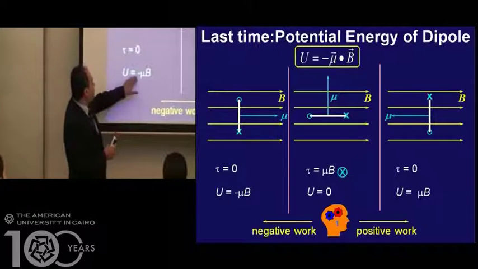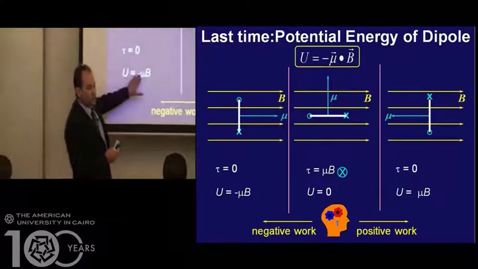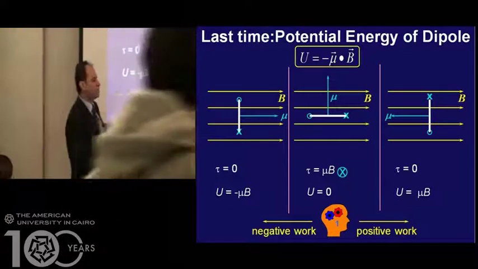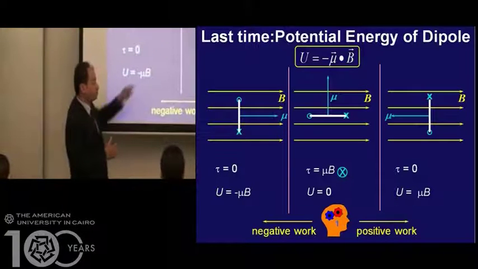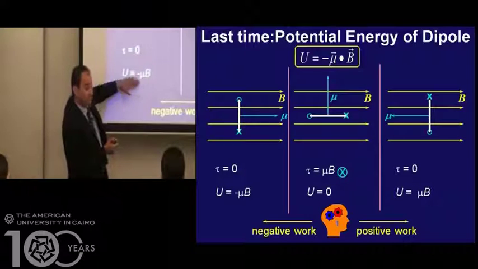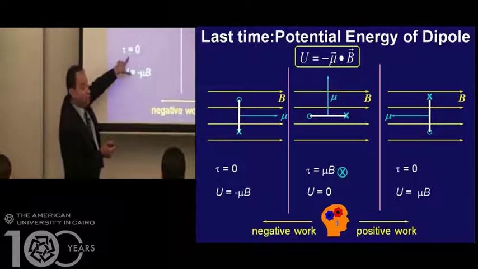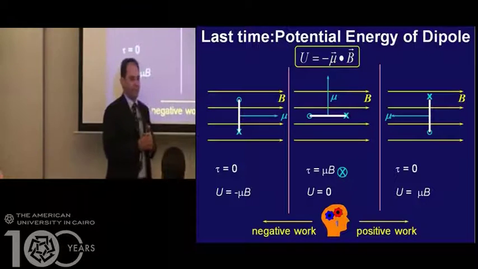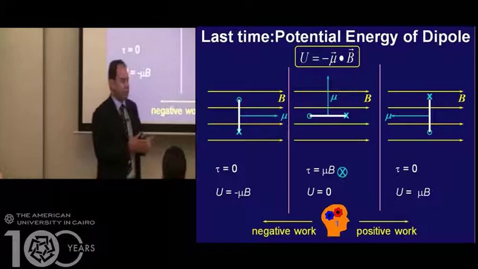So it's minus mu, the magnitude of mu times the magnitude of B times cosine of the angle between them. What's cosine 0? 1. That's the magnetic energy. Now, torque. Can we calculate the torque? It's mu cross B, and sine 0 is 0, you get 0 torque.